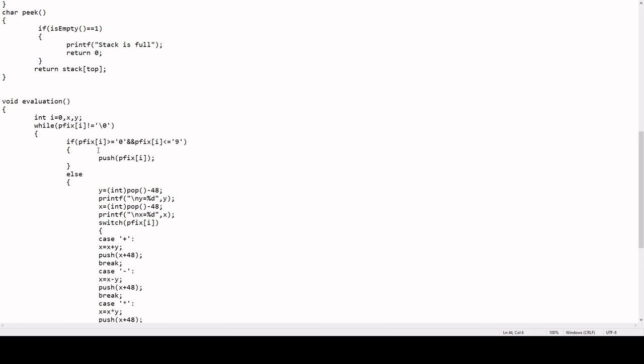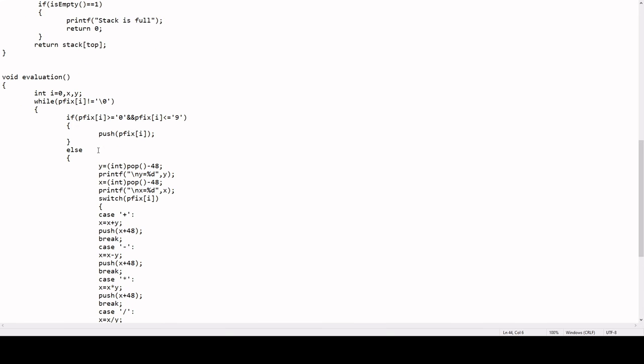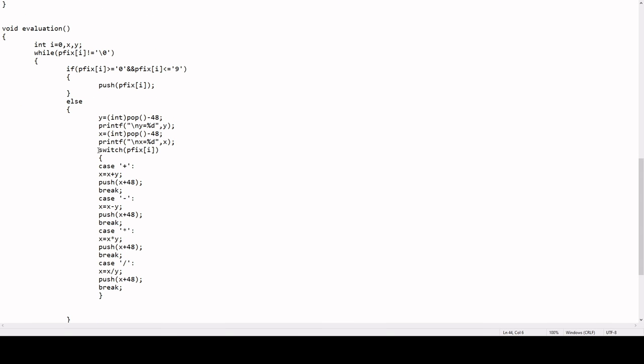Let us now focus on the heart of this program, which is the evaluation code. Here also we are going to take symbol by symbol. So I have initialized an iterator variable i with 0. I have taken x and y as integers. I'll have a while loop which will iterate over a postfix array which we have scanned from the user.